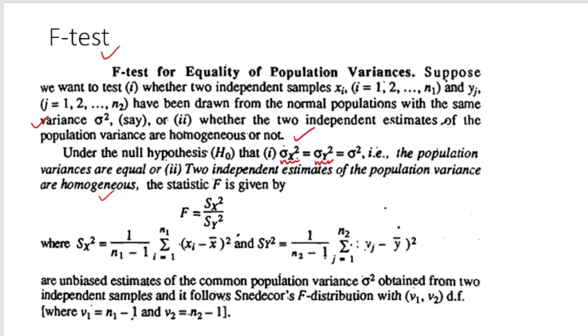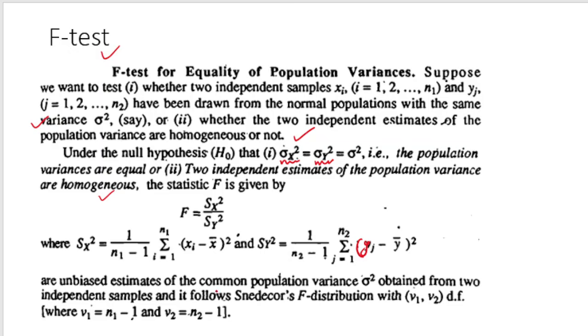So in this case, we have the test statistic that we calculate, F, that is Sx square by Sy square. What is Sx square? That is the sample variance which is calculated by using the formula 1 by n1 minus 1 and summation xi minus x bar square, i varying from 1 to n1, and the sample variance for the second sample is 1 by n2 minus 1, and here it is summation yj minus y bar square, j varying from 1 to n2.